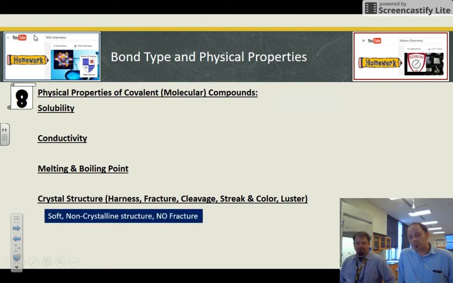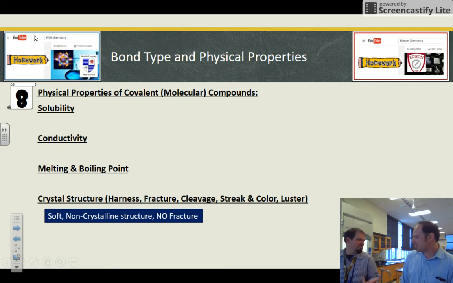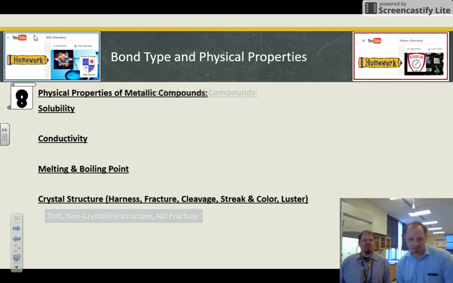So don't do that. While every molecule does technically have a crystal structure, covalent compounds are very difficult to get to make crystals. So generally speaking, in their normal everyday state, they have very soft, non-crystalline structures. They don't fracture. They're like powders, most of them, or gases. Think of powdered sugar or brown sugar, how it kind of rolls over itself. These things are not good at making crystals.